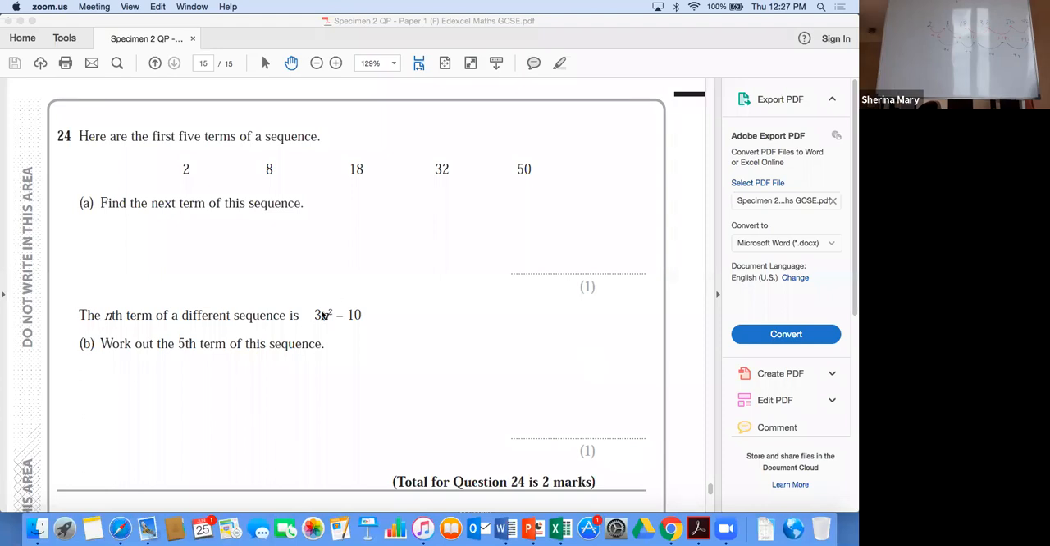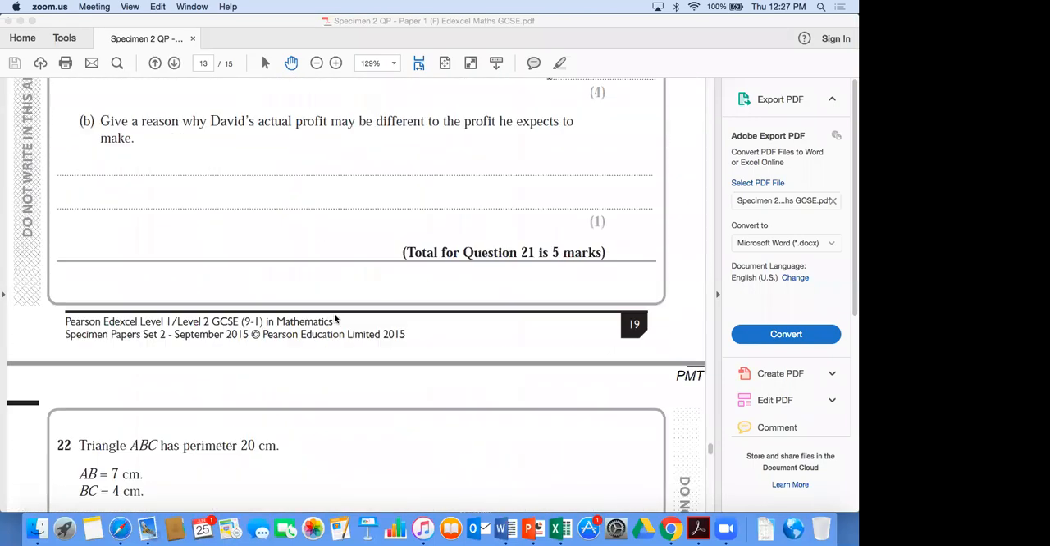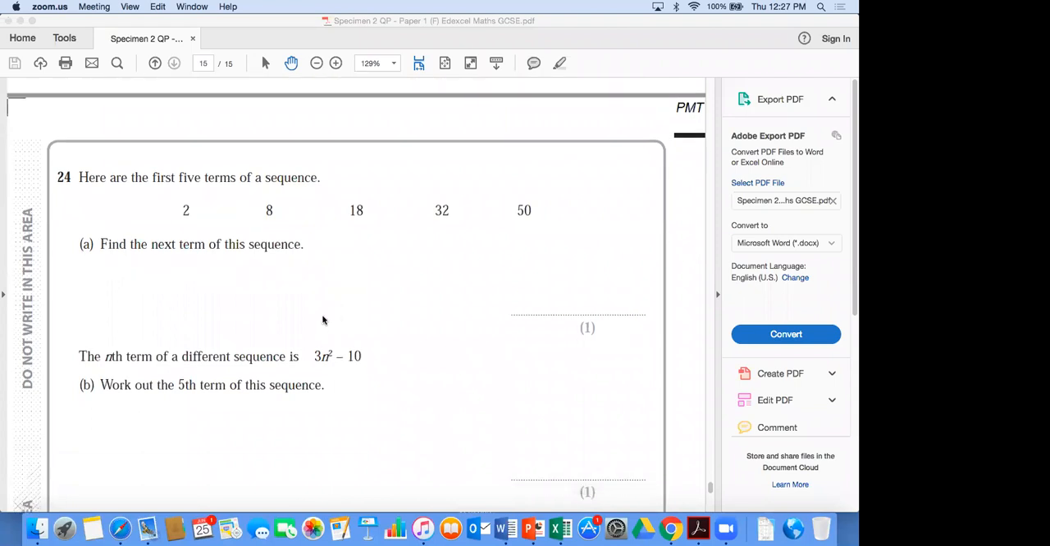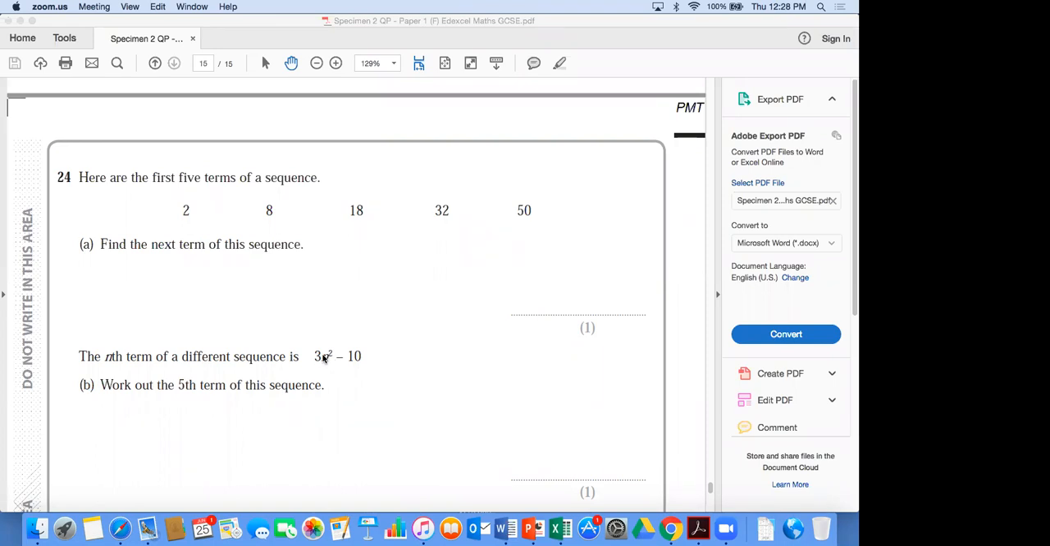Next year or the year after, when you all learn sequences, they will teach you how to come up with this equation. There's a way to do it. How do you do B again? The nth term of a different sequence is 3n squared minus 10, where n is the number. So n is 5. So you just put 5 inside here. Basically, just substitute 5 into the expression.